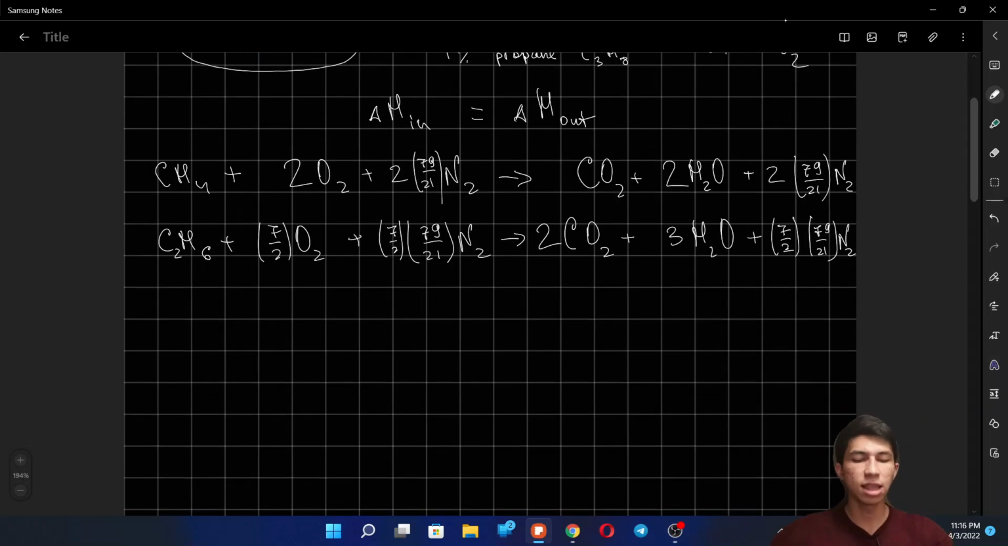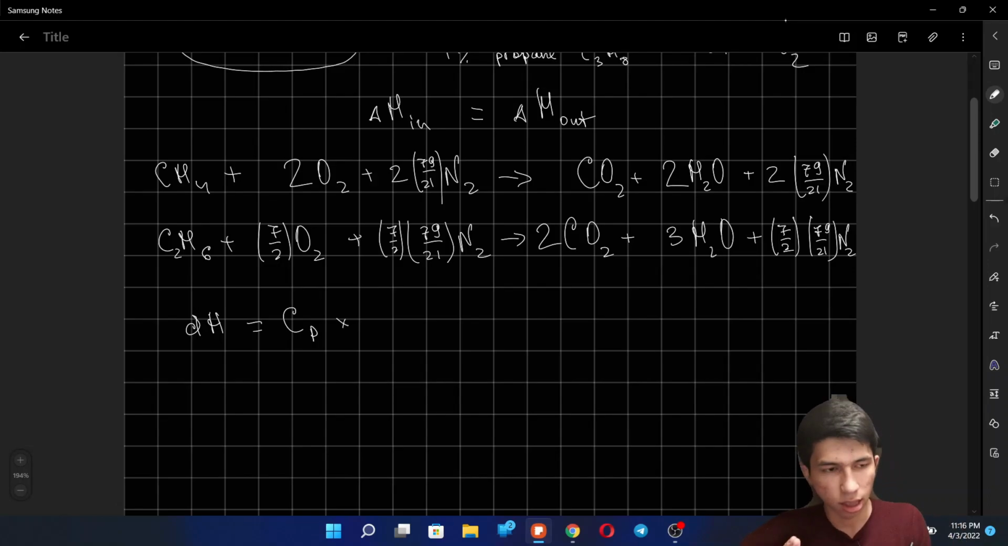So what is our next step? We said we should be working with the enthalpies. The enthalpies going in must be equal to the enthalpies going out of the burner, so that we can find the actual temperature. And we know that the enthalpy, delta H, is equal to the specific heat constant times the change in temperature.